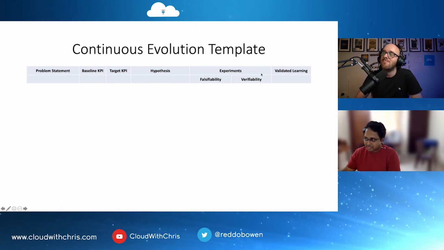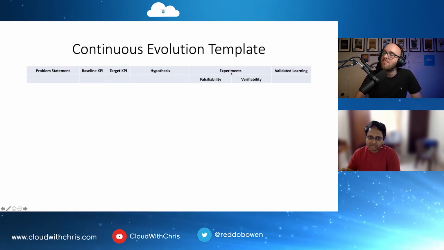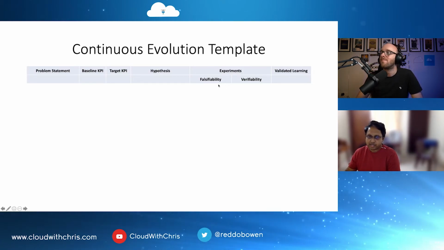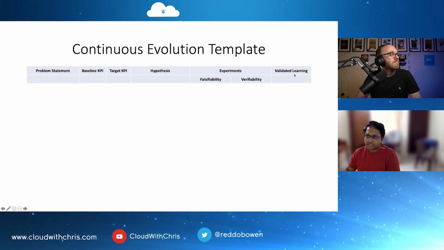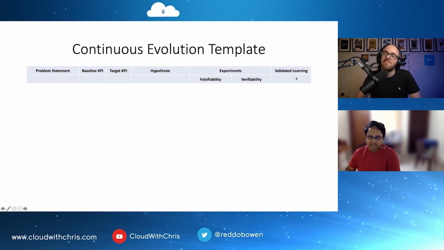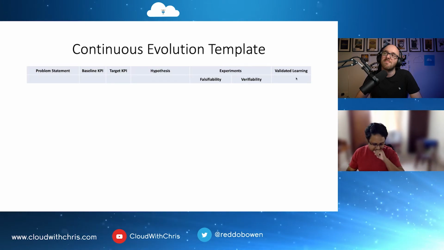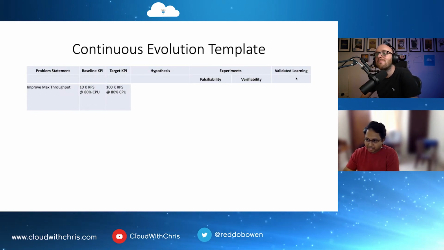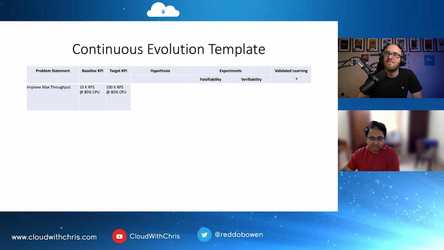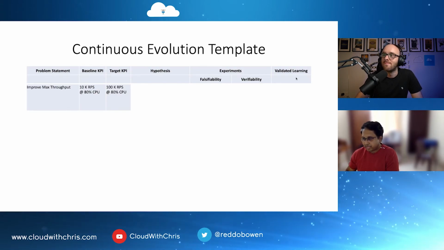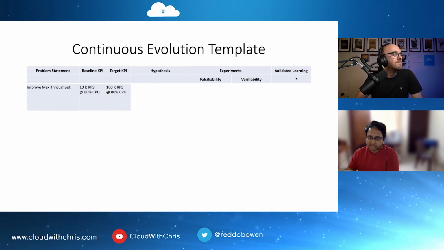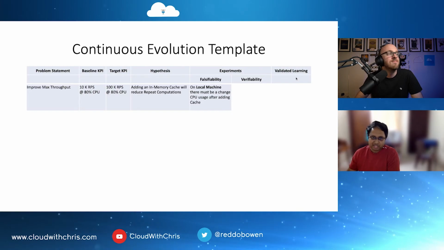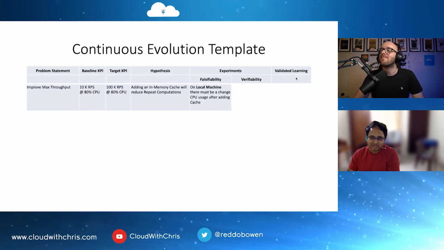On the right is a more interesting aspect, wherein here's where we design experiments. I made it very clear to myself that I want a falsifiability experiment and a verifiability experiment. And ultimately, I want some validated learning out of it. So let's put some of our examples through this and see if it fits. I'll again take the beaten track of increasing the RPS with a certain CPU. I want to go from 10K RPS to 100K RPS, a tenfold increase with the same CPU. Like any good developer would say, let's throw in a cache and things should automatically become better.